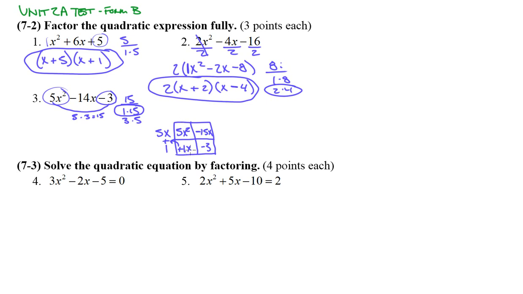5x squared and 1x both have an x in common. And then since this negative is right here, that means there's going to be a negative in between these two. The common factor of 15x and 3 is 3. So those are our 2 factors. So we get 5x plus 1 and x minus 3. And it does not matter what order you write those in.